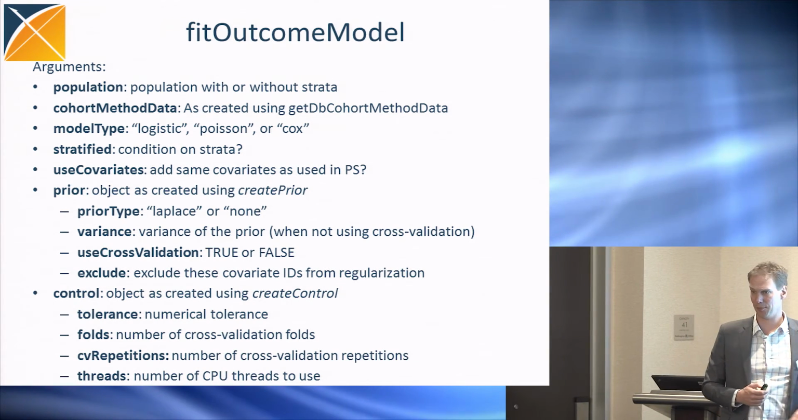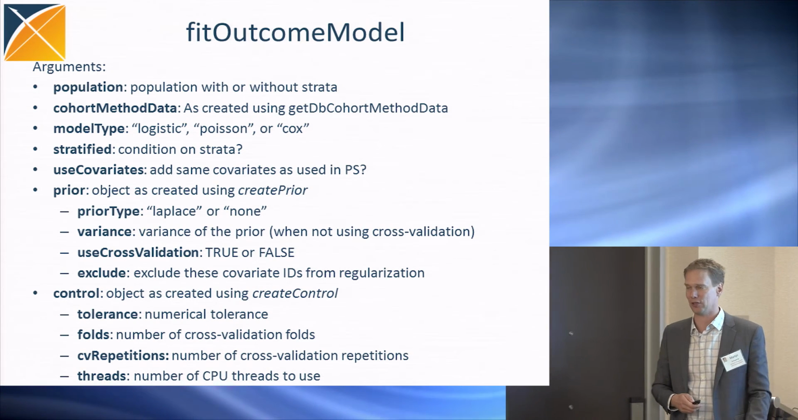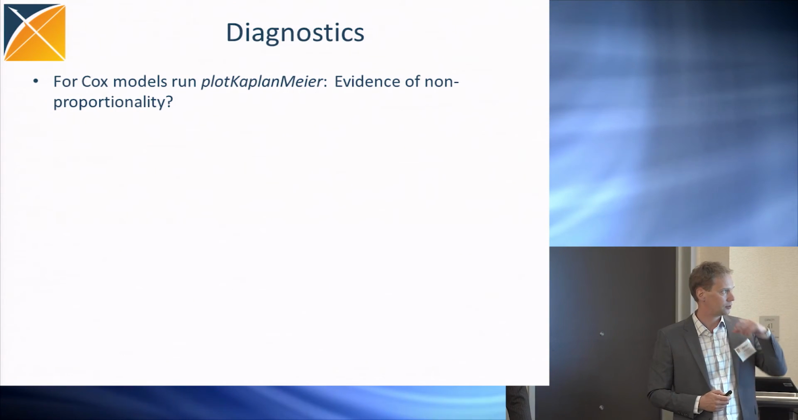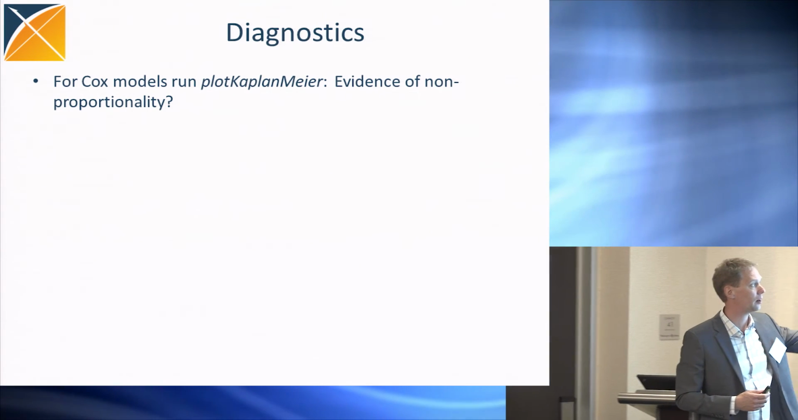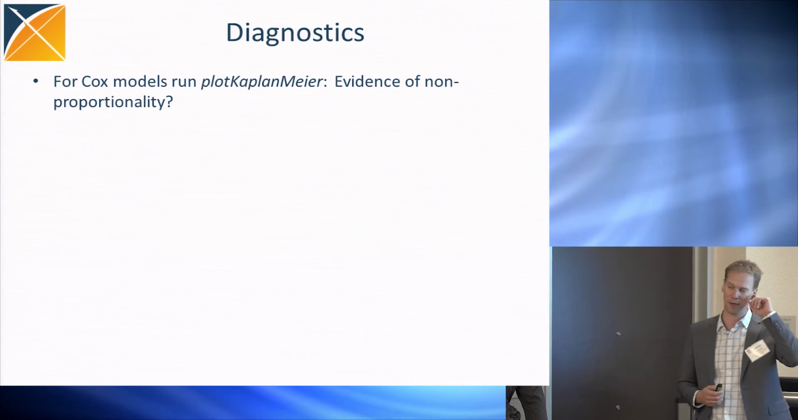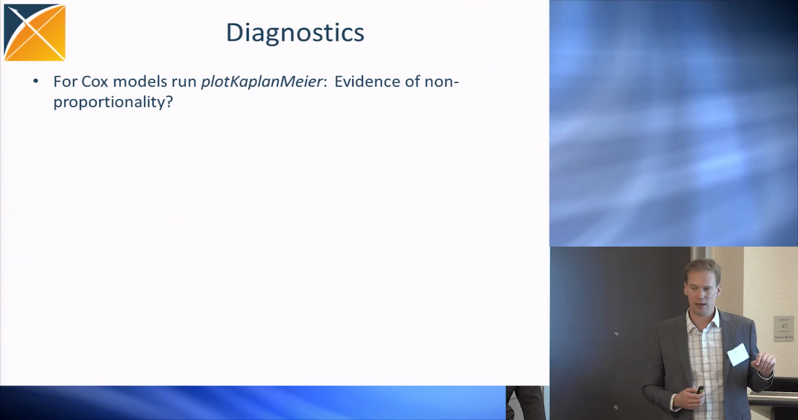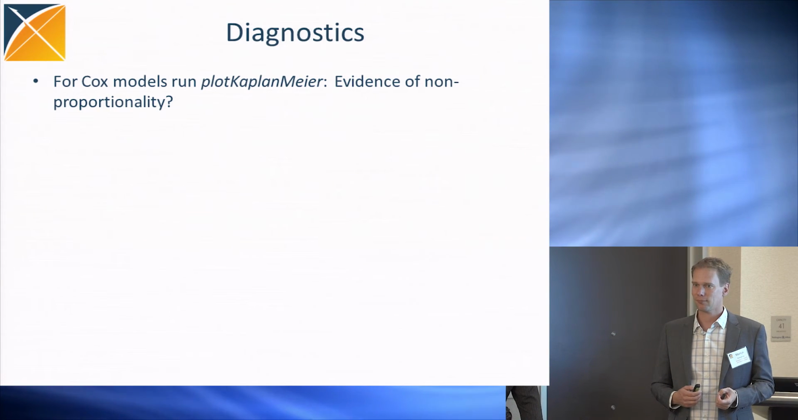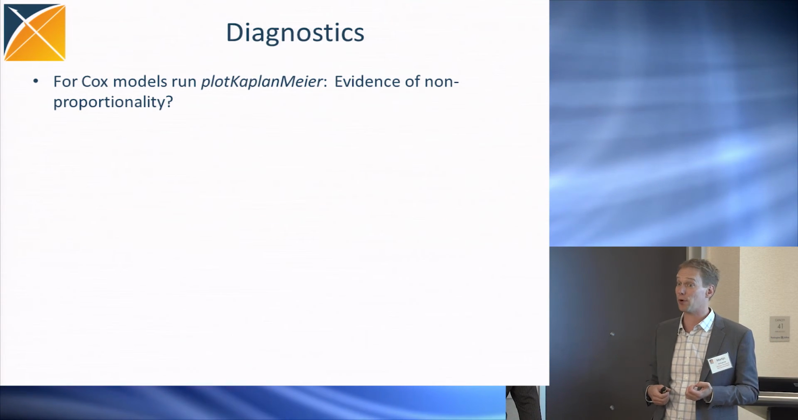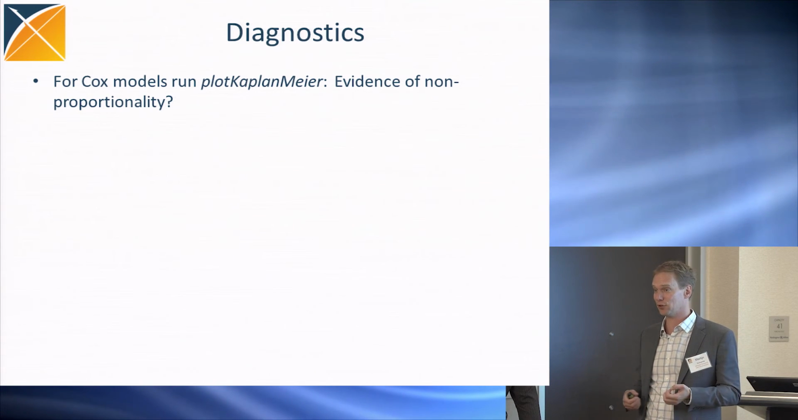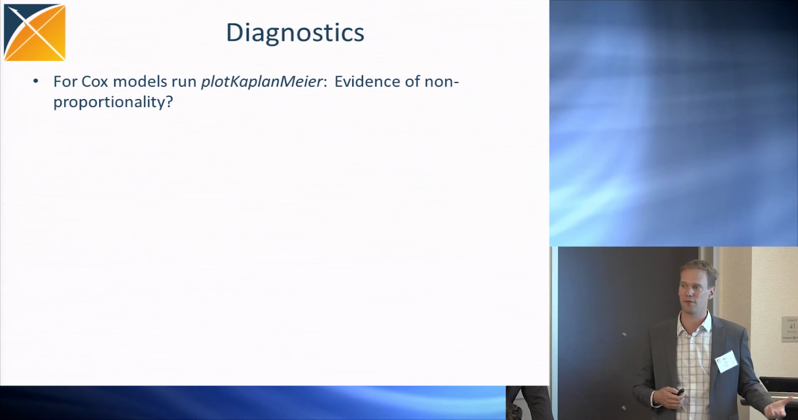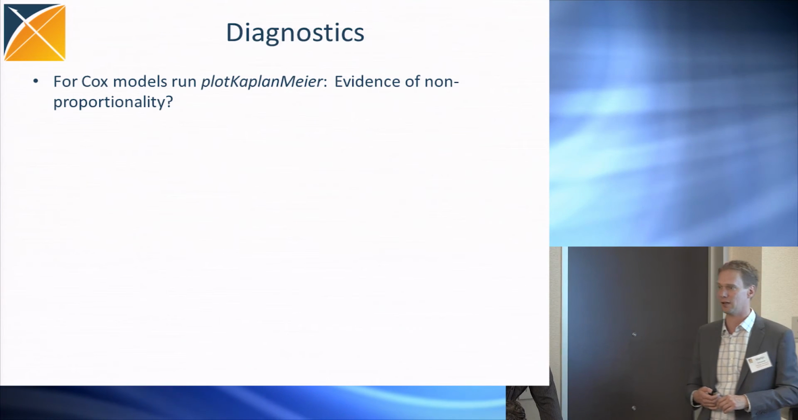So again, we see our prior object and our control object because there is an option to do regularization here. I've explained these arguments already before. So for diagnostics, you could run the plot Kaplan-Meier function. One thing to keep in mind there, and actually the CohortMethod package will throw you a warning: if you have strata in your data, a Kaplan-Meier plot has no way of dealing with strata. So it will show you the Kaplan-Meier plot without any consideration of the strata. It means that if your strata is somehow removing bias, that stratification, that adjustment is not visible in the Kaplan-Meier plot. So that's something to definitely keep in the back of your mind.